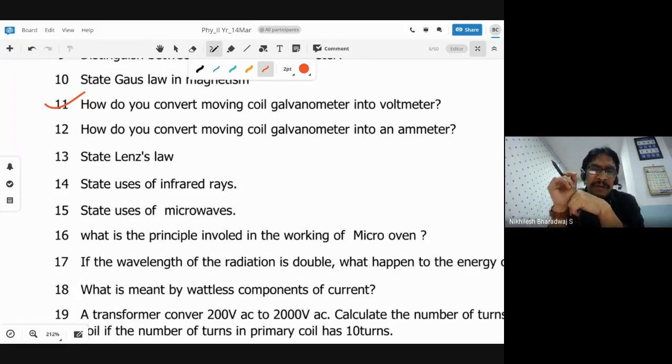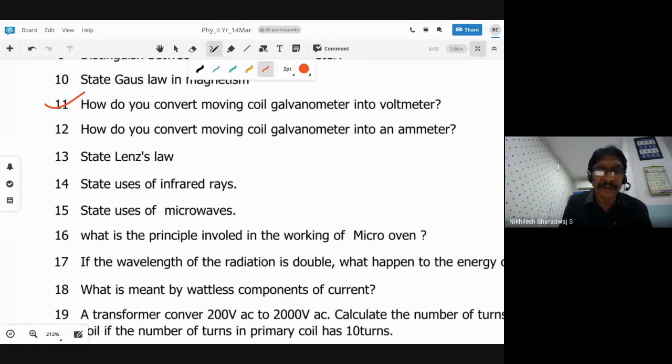The same thing you can expect for short answer questions also. But when it is asked in very short answer questions, you have to write, as you said just now, it can be converted into voltmeter by connecting high resistance in series with it. How do you convert a moving coil galvanometer into ammeter? It can be converted into ammeter by connecting a low resistance in parallel with it. That's all. But when the same thing is asked for 4 marks, you have to derive that S is equal to IgG by I minus Ig, and then R is equal to V by Ig minus G.